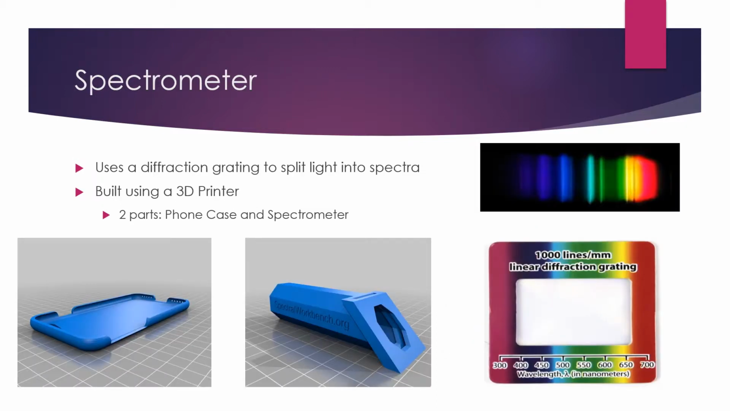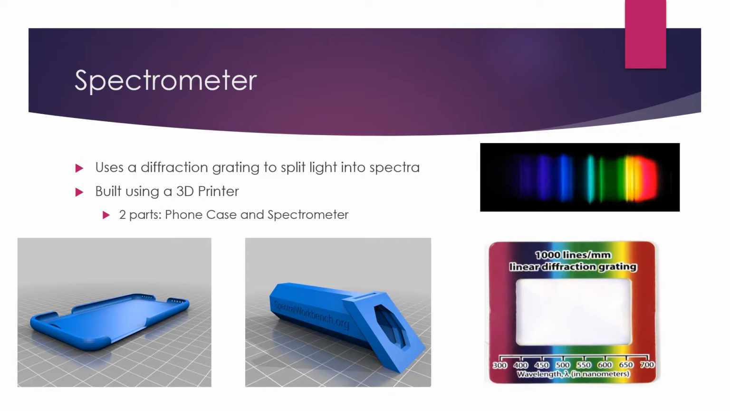A spectrometer is a device that uses a diffraction grating to split light into a spectrum. The spectrometer was designed using Thingiverse.com and 3D Builder and was printed on a Lulzbot Mini. The dimensions used were formatted for an Apple iPhone 8. The entire design included 3 components, 2 of which utilized the 3D printer. The 3 components included the phone case, the spectrometer, and the diffraction grating.